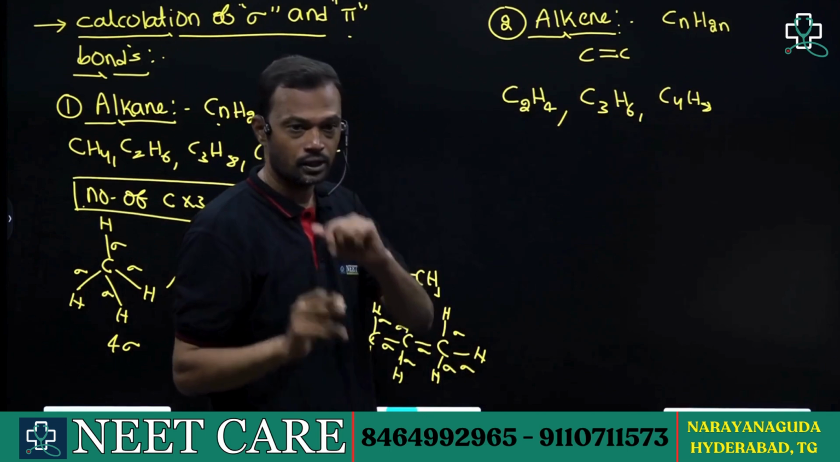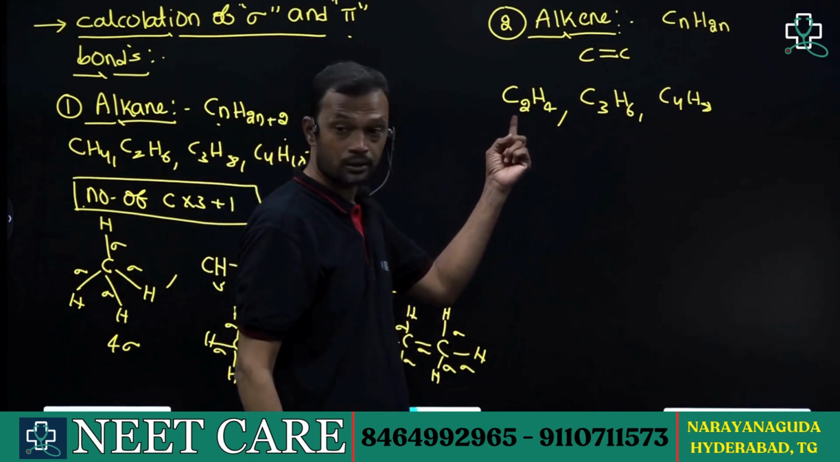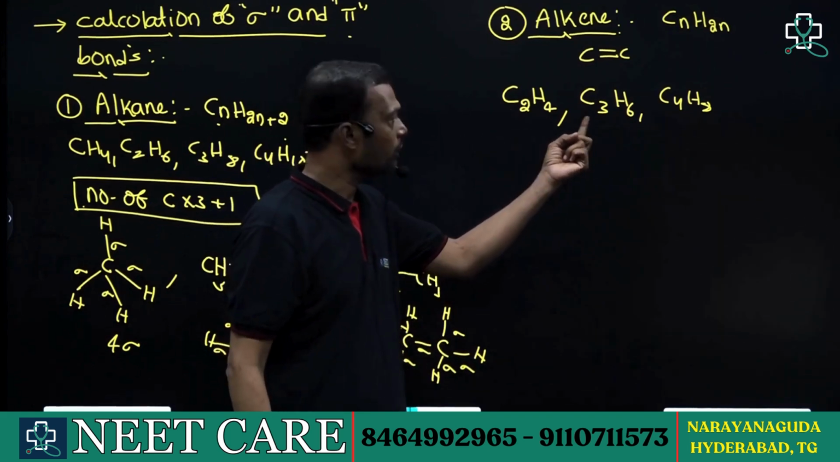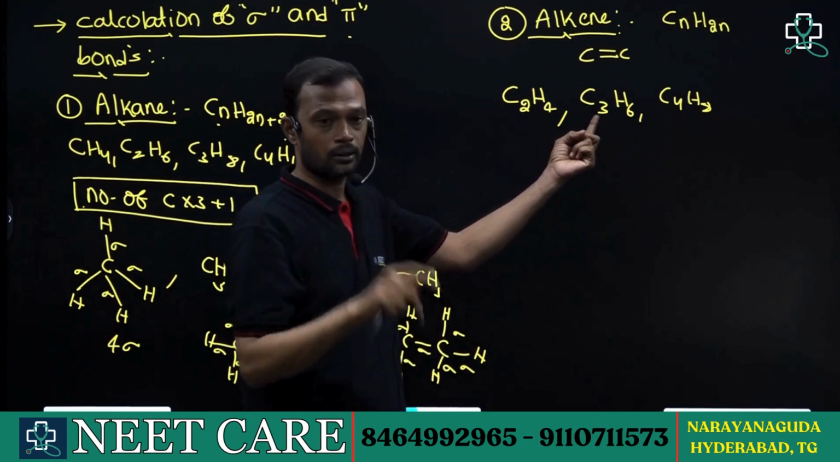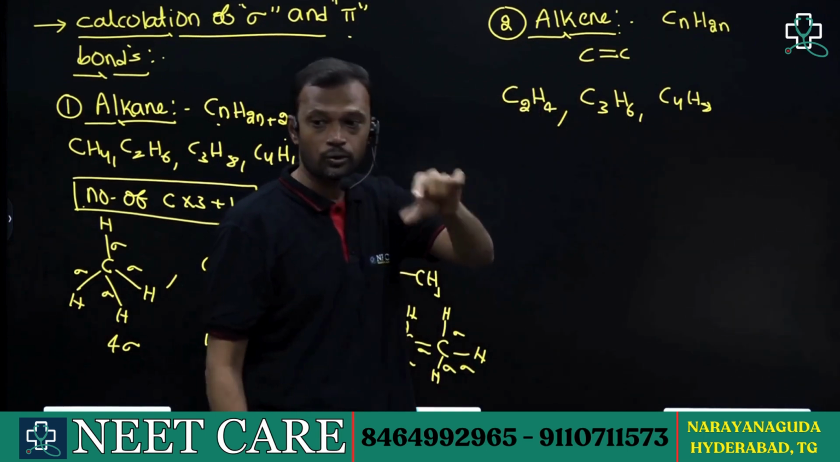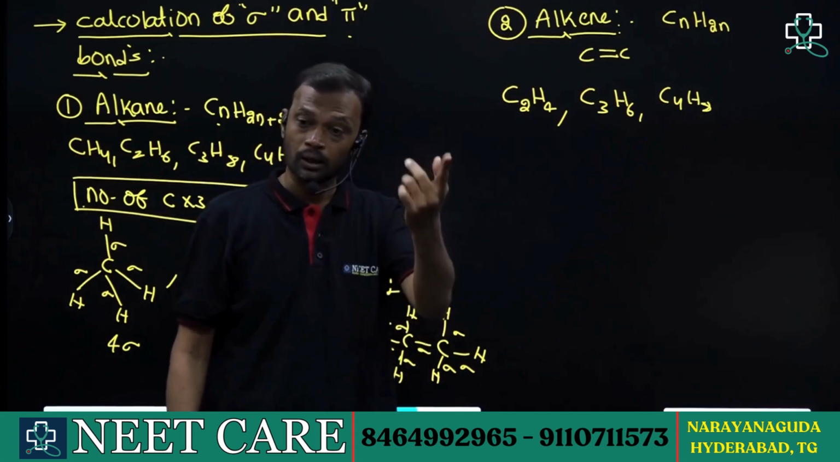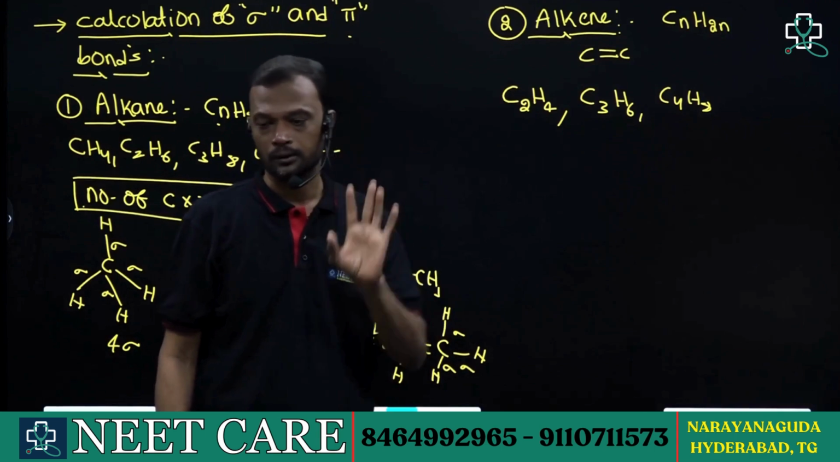Is it clear? See the simple logic. How many carbons are there? 2. Double that number, that becomes hydrogen. How many carbons are there? Double that number, that becomes hydrogen. So it is a way to identify alkene. If the number of hydrogens is double the number of carbons, that becomes alkene.